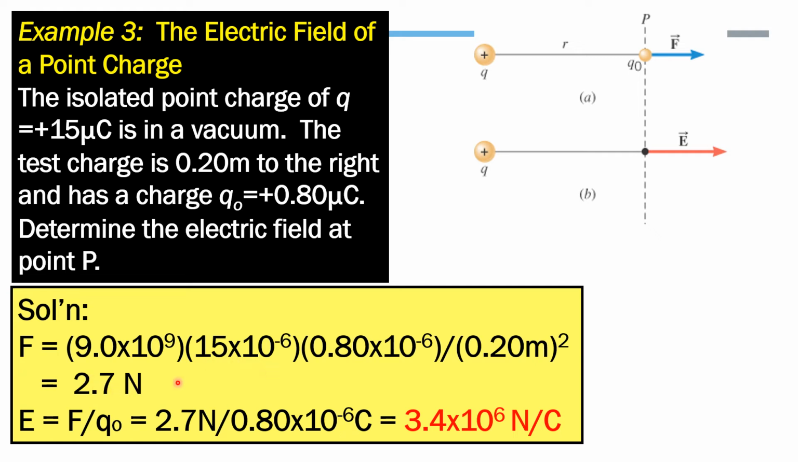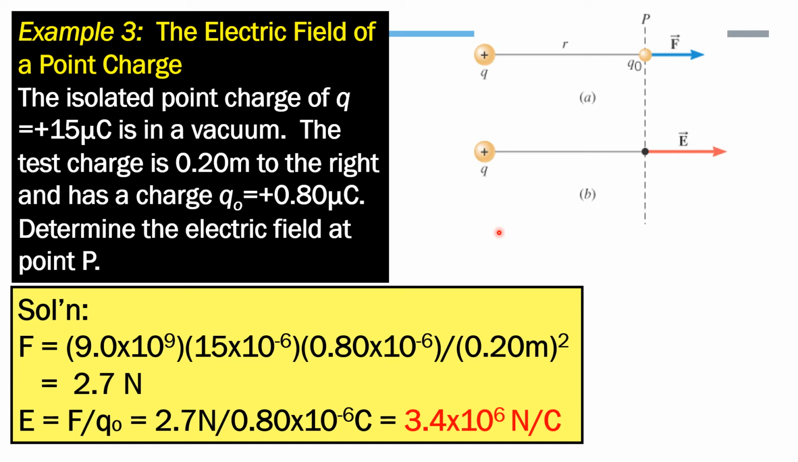That is the amount of force F. And then, knowing the amount of force, we can now use the simple conceptual meaning of electric field, F over Q naught, where 2.7 Newton is divided by the amount of test charge, which is 0.80 times 10 to the negative 6 coulomb. So we will get this amount of electric field, 3.4 times 10 to the 6 Newton per coulomb. That is the long method, 2 steps.